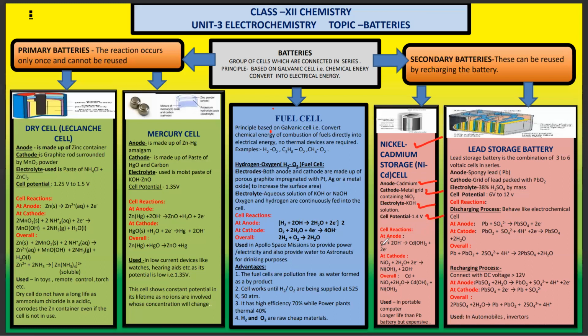Anode reaction: cadmium converts into cadmium hydroxide in the presence of electrolyte. ठीक है, cadmium से cadmium hydroxide. At the cathode, nickel oxide accepts that electron and water to convert into nickel hydroxide. And what is the overall reaction? Cadmium plus NiO2 plus water gives cadmium hydroxide plus nickel hydroxide.